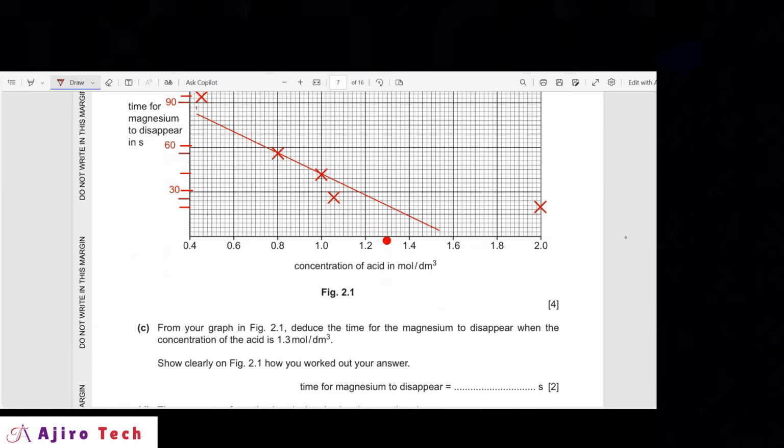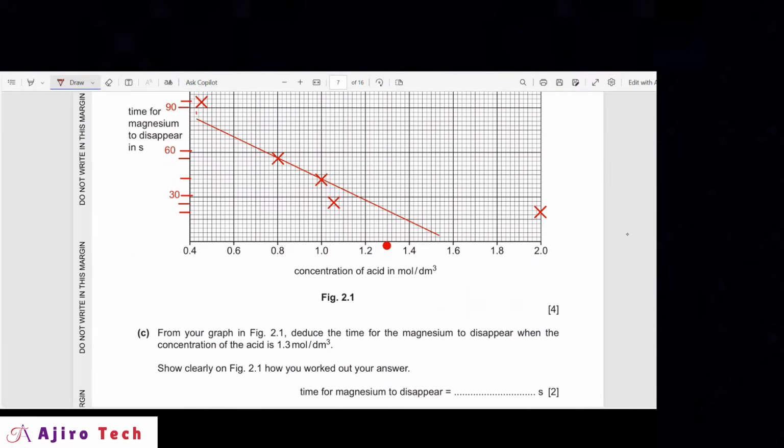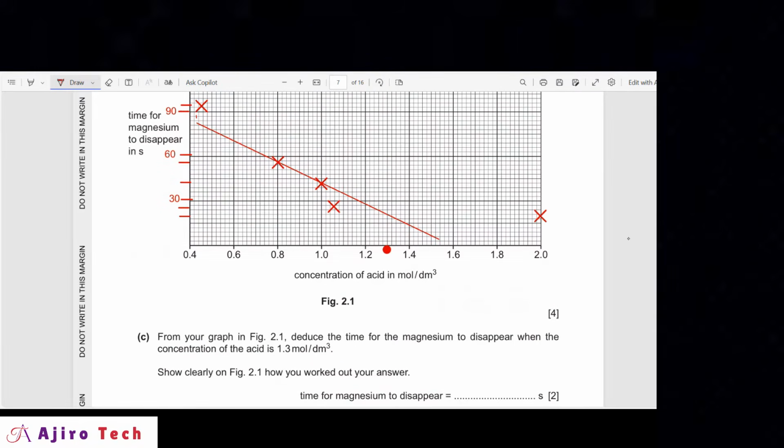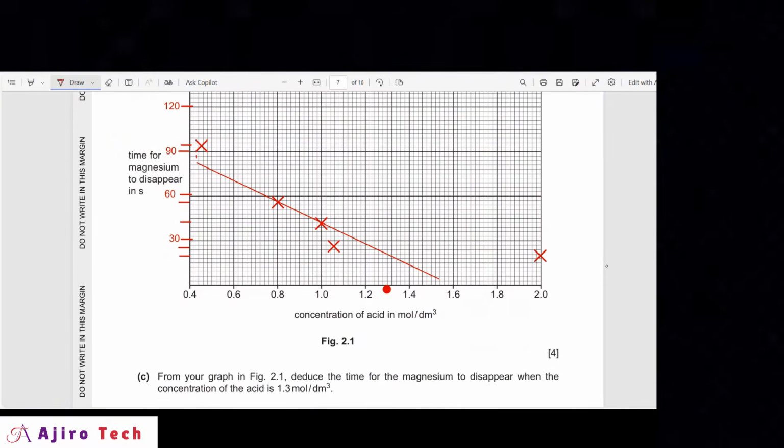It says now, from your graph in figure 2.1, deduce the time for the magnesium to disappear when the concentration of the acid is 1.3. So all you just need to do is go to your graph. Remember that on the x-axis, you're looking at concentration. 1.3, this is 1.22, 1.24, 1.26, 1.28, and this is 1.3. So we trace 1.3 all the way to the line we drew. All right, it's simply touching here, and we trace it all the way to the y-axis.